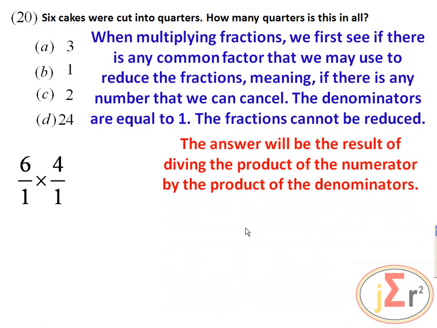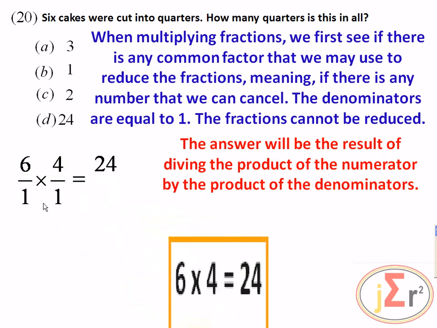The answer will be the result of, well, since we cannot reduce the fractions, then we go straight ahead to find our final answer. The answer will be the result of dividing the product of the numerators by the product of the denominators. So, to find the answer, because the fractions cannot be reduced, we multiply 6 by 4, and we get what? 24. And what do we do next? We multiply the denominators next.